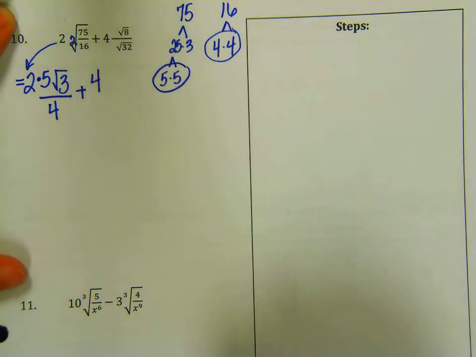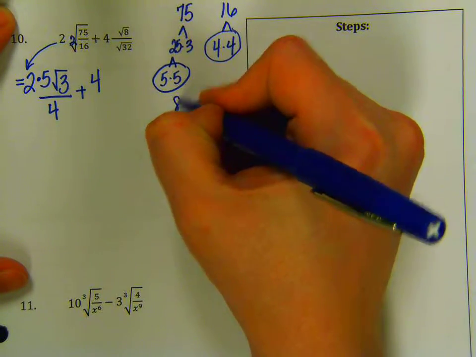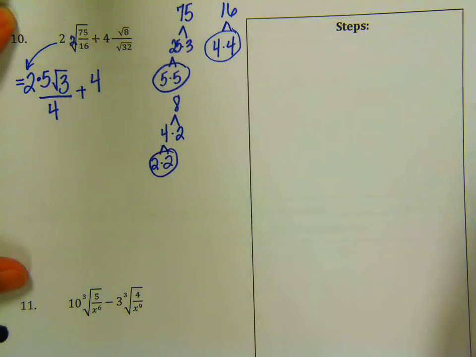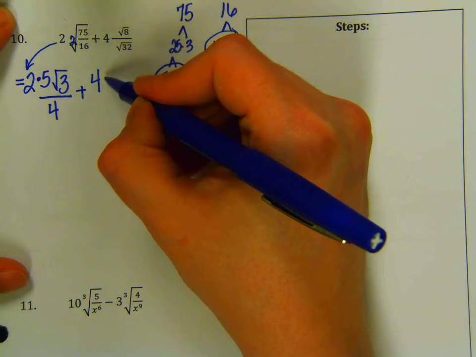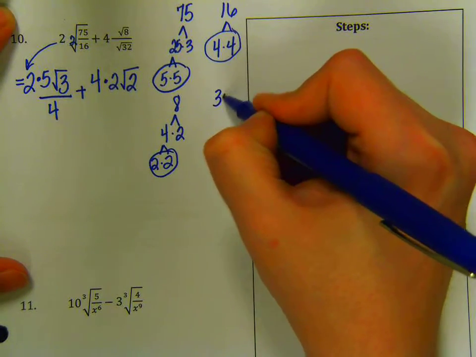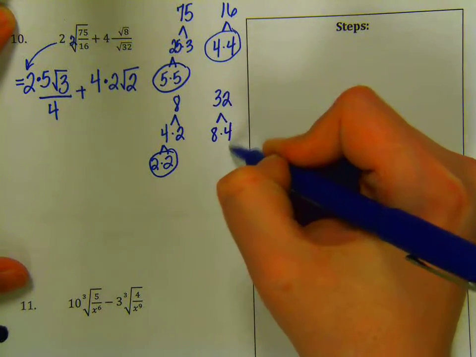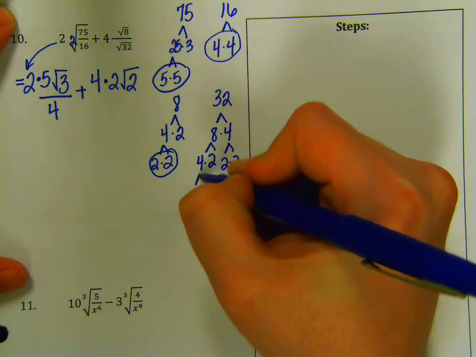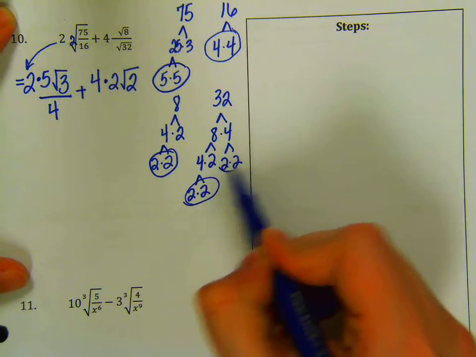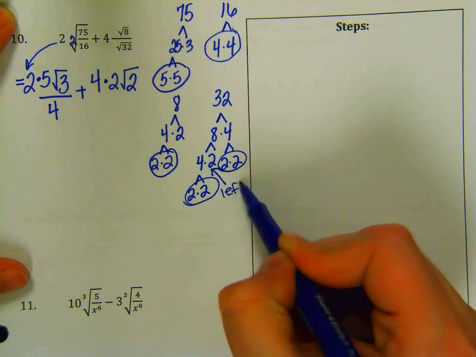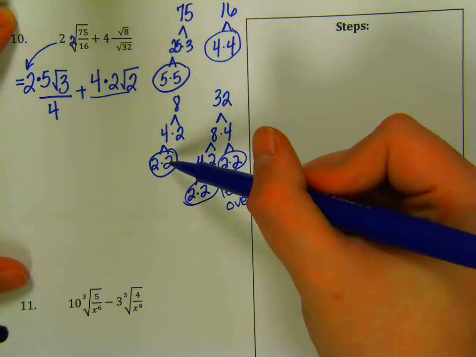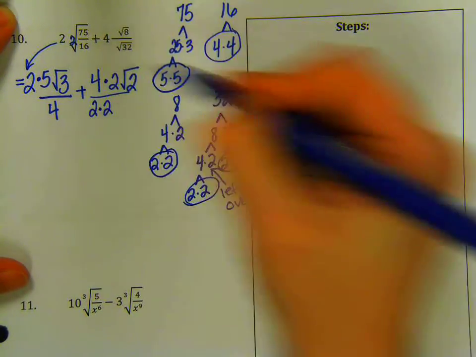Plus 4. Now I have to come up with my factor trees for 8 and 32. So 8 I can split up into 4 times 2. 4 can be split up into 2 times 2. Right there's one group. So I'll have times 2 square root of 2, because that one was left. Factor tree for 32. I have 8 times 4. 4 can be 2 times 2, 4 times 2, and 4 is 2 times 2. I'm looking for groups of 2, so here's one group, here's another group, and this 2 is left over. In the denominator, I'm going to have 2 times 2 over 2.